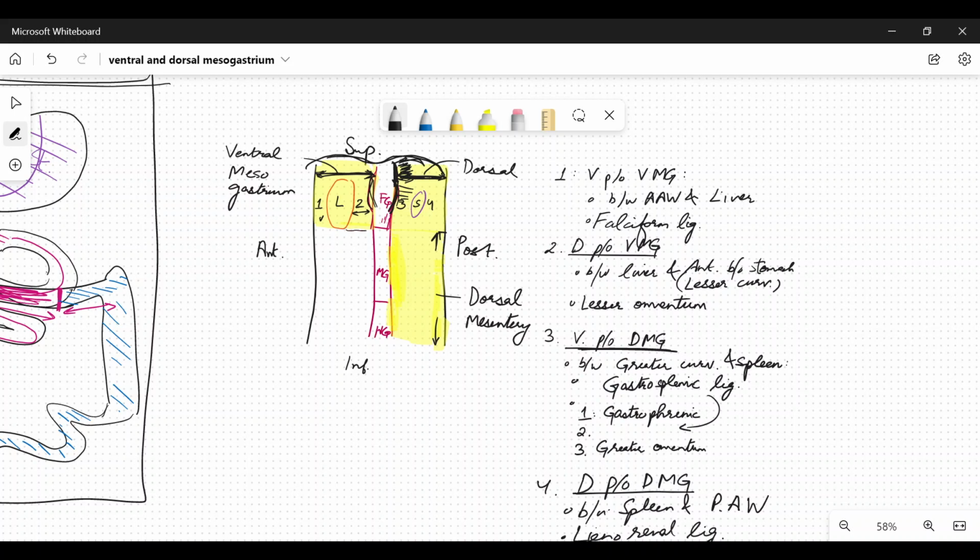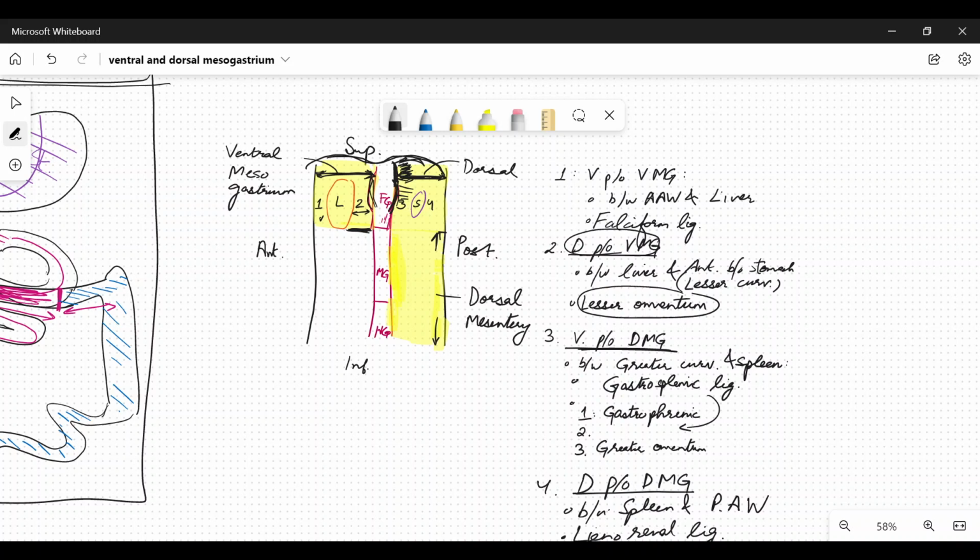Remember the caudal free border of this dorsal part of the ventral mesogastrium, which was forming the lesser omentum. In the adult this caudal free part will form the right free border of the lesser omentum. Why? Because the stomach rotates around an anterior posterior axis also and around a superior inferior longitudinal axis also. And it is in this fold of peritoneum, the right free border of the lesser omentum, that three very important structures travel: the proper hepatic artery, the portal vein, and the bile duct.